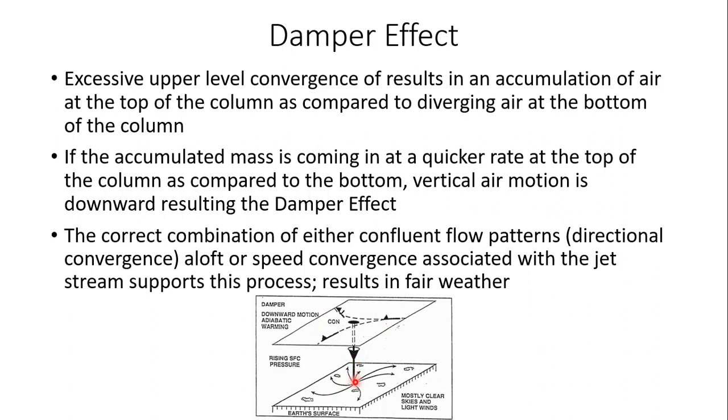With a damper effect, we just flip things around. In the upper levels of the atmosphere, at the top of the air column, we generally have convergence aloft, and we have divergence at the surface. And whenever you get this accelerated air motion downward, it also acts to increase the weight of the air column at the surface, resulting in rising barometric pressure. Mostly clear skies and light winds is typically what you see with a high pressure system or an anticyclone. So this is the damper effect, okay? Convergence aloft over divergence at the surface.